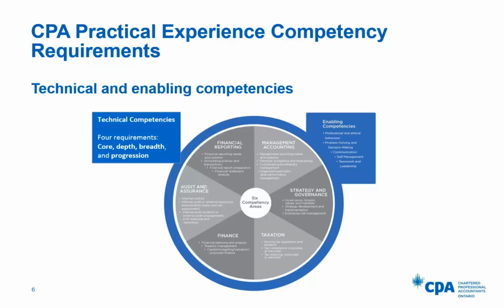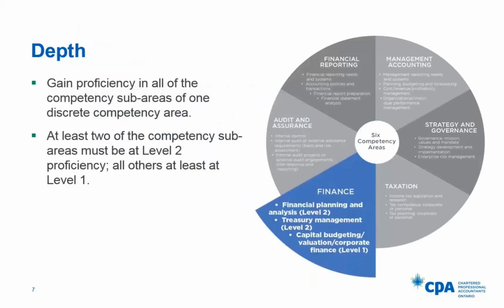So the first one I want to go through is depth. With depth, under each of the 6 competency areas, there are sub-competencies within each one. So for you to be able to demonstrate depth on your job, you will need to be demonstrating all of the sub-competencies in that particular area. On the screen right now, you'll see finance as an example. So here you want to be demonstrating all of the 3 sub-competencies under this particular area, and at least 2 of them you want to get to something we call a proficiency level 2.